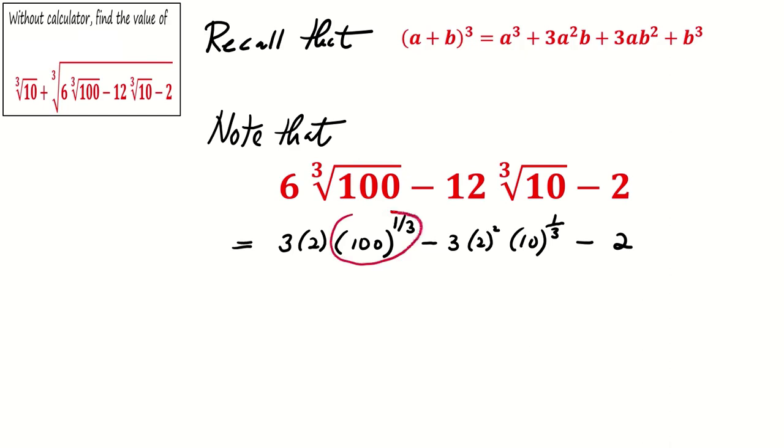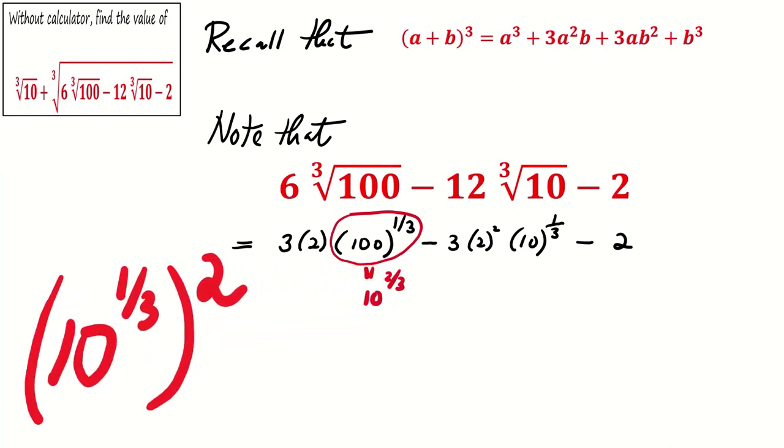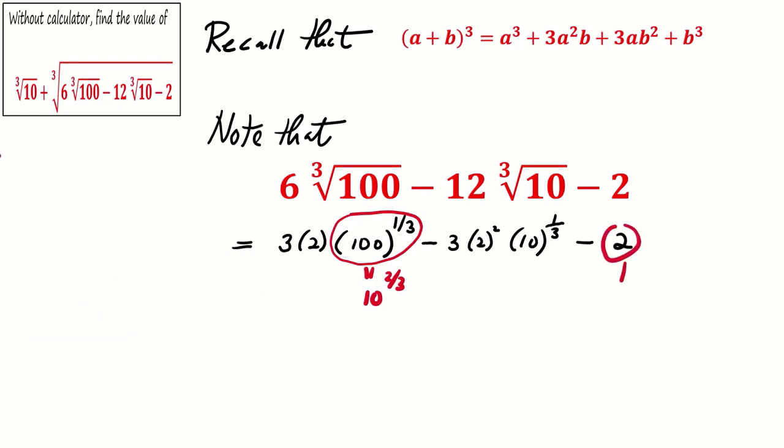Take note that 100 to the power of 1/3 is actually equal to 10 to the power of 2/3, which is equivalently (10 to the power of 1/3) squared. And for 2, it is 10 minus 2 to the power of 3, which can be expressed as (10 to the power of 1/3)^3 minus 2^3.